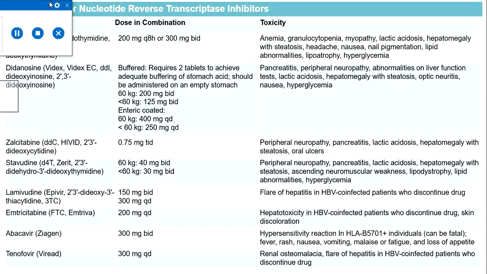These are the various examples of drugs in different groups. These are the nucleotide reverse transcriptase inhibitors. Zidovudine, the first ever drug produced for treatment of HIV. The others are didanosine, zalcitabine, stavudine, lamivudine, emtricitabine, abacavir, and tenofovir.